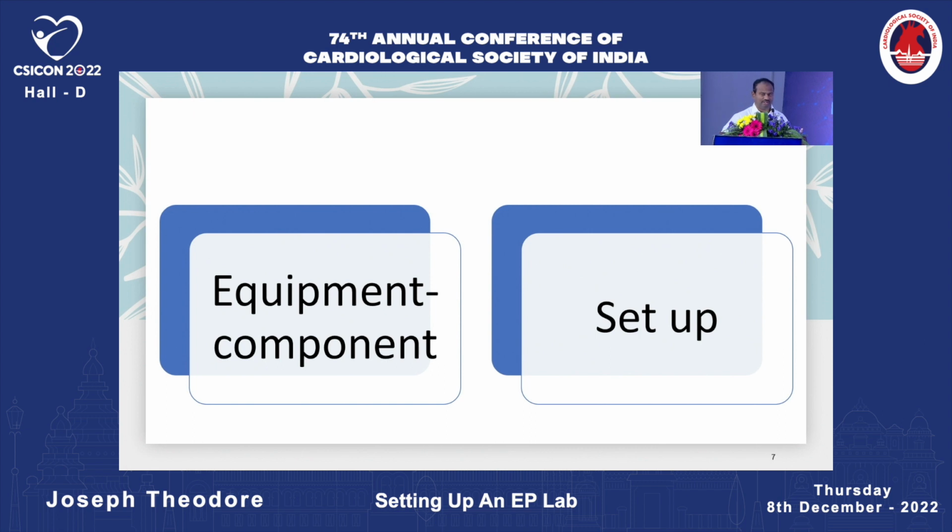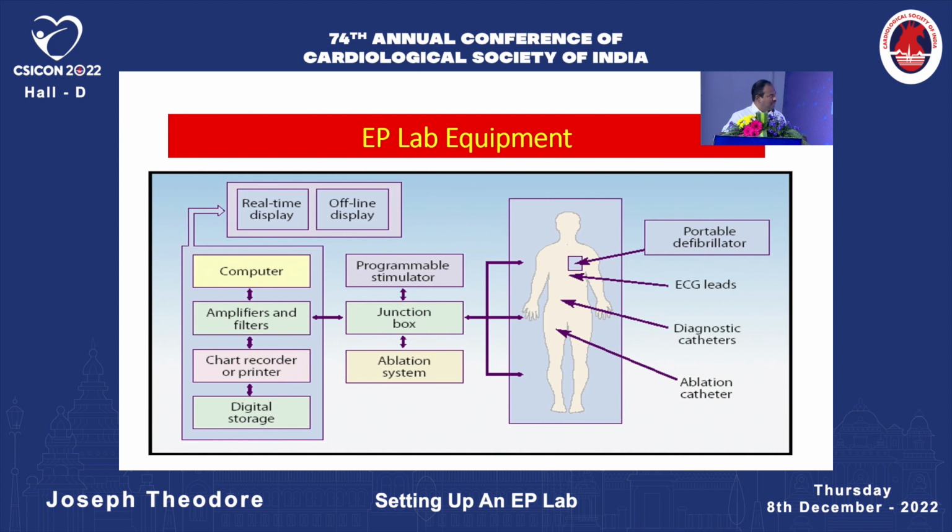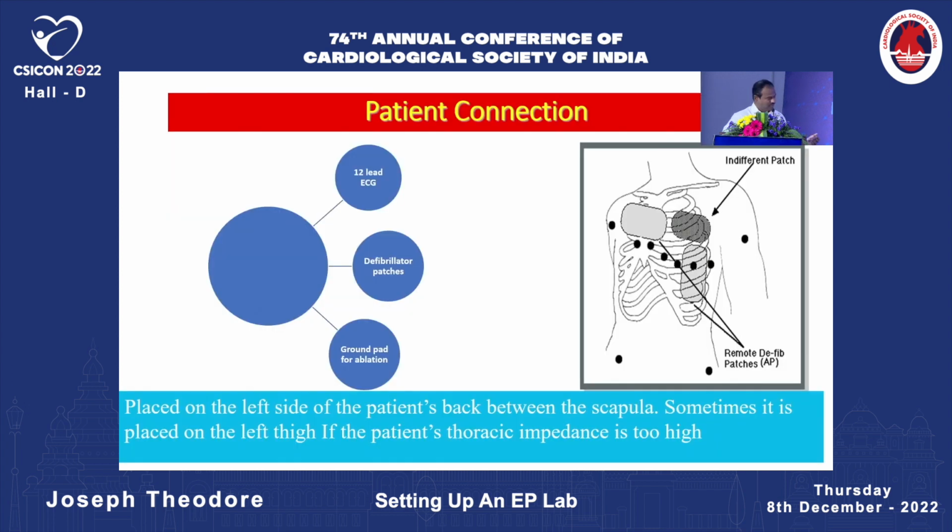Getting back to the equipment component, there are multiple vendors for different equipment. It depends on how commonly you use it, how well versed you are with your system. You can take up any of the equipment and set up the lab according to it. The overview would be something like this: from the patient, different electrical signals, either from the surface ECG or the diagnostic catheters or the ablation catheters, are routed into the junction box. From there, it is rerouted into the stimulator and to the ablation system. From the junction box, the signals are amplified and filtered and sent to the computers for display and also for storage. So this is the overview.